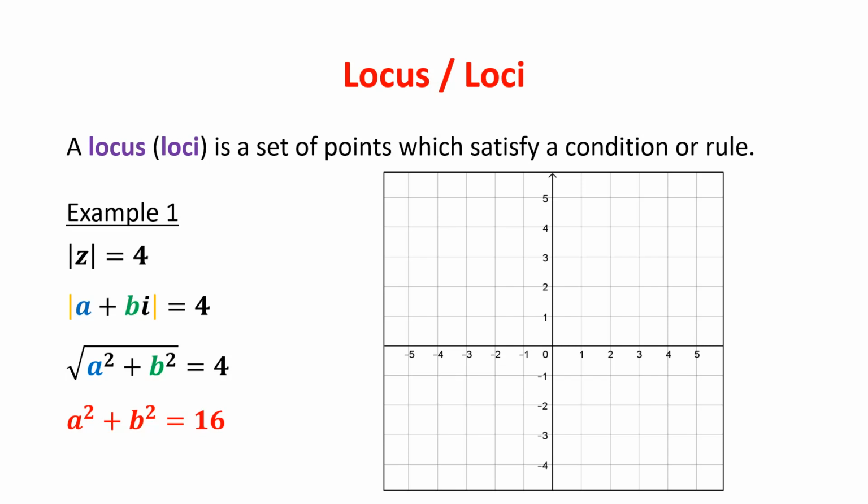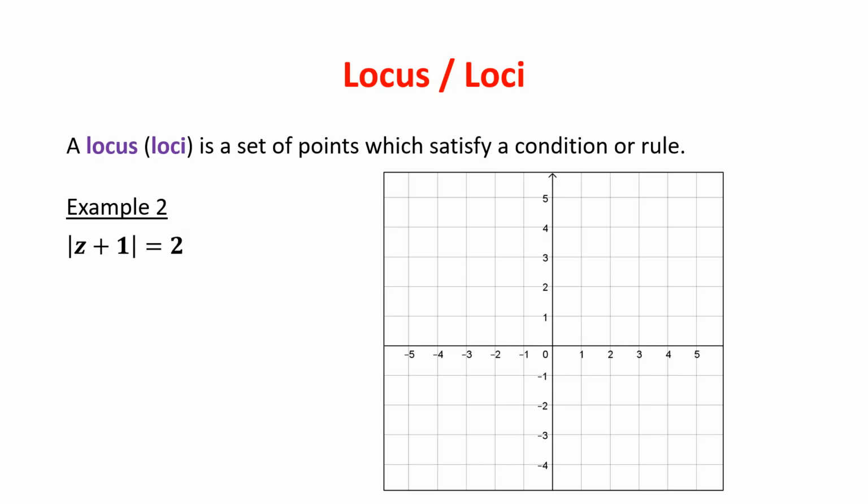Now, this represents a circle. For those of you who are a bit rusty on your level 2 graph work for circles, go back and revise it. It's a circle with a centre 0 and a radius of 4. That shouldn't surprise you because back at the start we were told that the modulus is equal to 4. And so these red points all the way around the outside of the circle are all the points which satisfy this condition and have a modulus of 4.